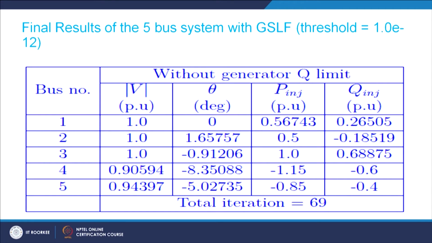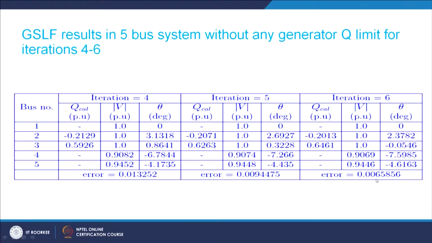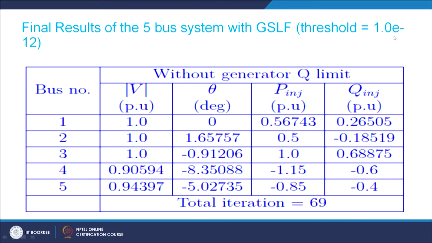Now, if we keep on doing this and we have kept our threshold, that is epsilon, equal to 10 to the power minus 12. So, if we keep on doing this calculation, in fact we need to write a computer code for this, then this entire process converges after 69 iterations, that is this error comes below this value 1.0 e to the power minus 12, and then these are the final results.